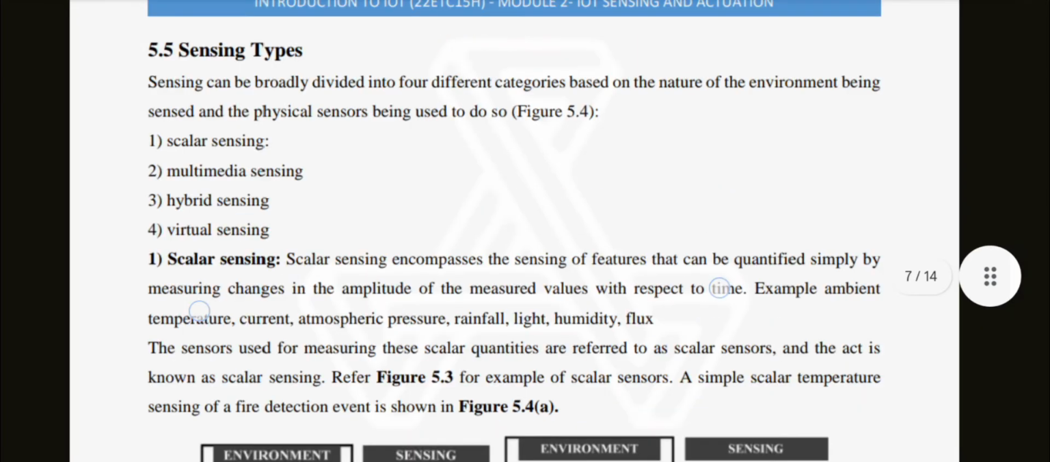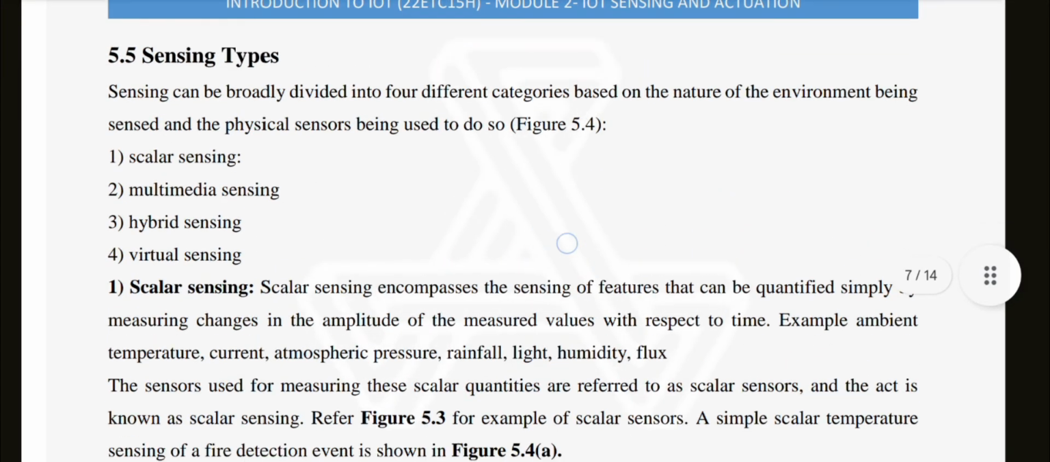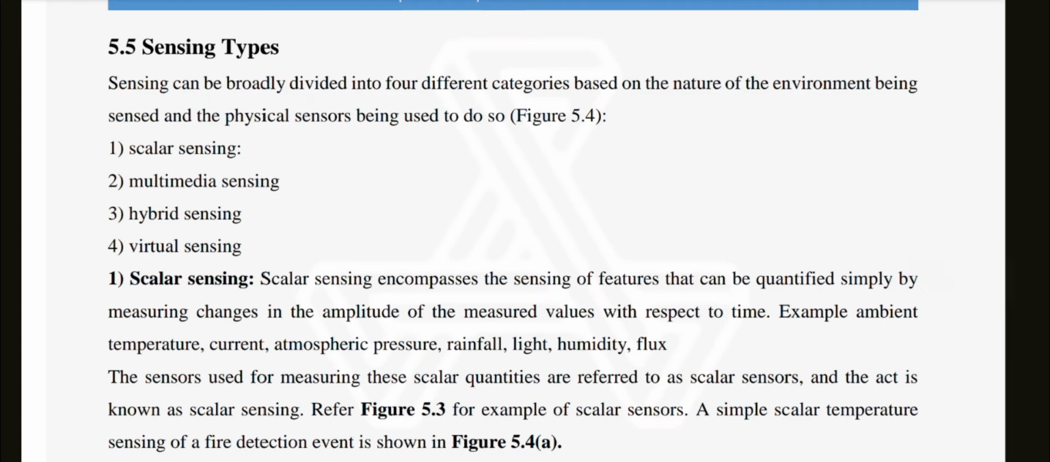Now, the sensing types. Sensing can be broadly divided into four different categories based on the nature of the environment being sensed and the physical sensors being used to do so.